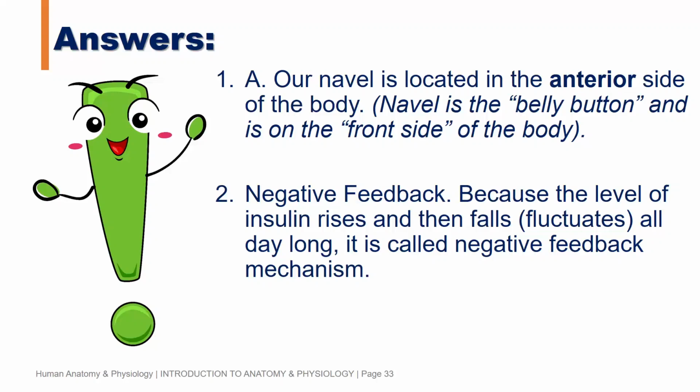For number 1, our navel is located in the anterior side of the body. Remember, the navel is the belly button and it is on the front side of the body. So that is anterior. And then for question 2, it's a negative feedback mechanism, because the level of insulin rises and then falls, or fluctuates all day long.